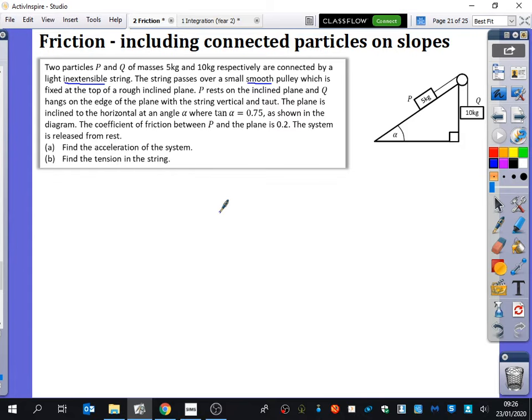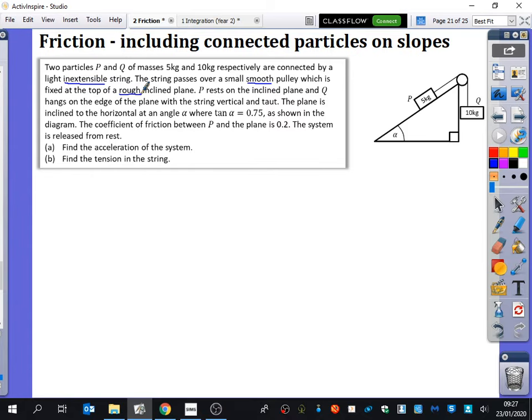Anyway, it's a rough plane. P rests on the inclined plane, and Q hangs on the edge of the plane with the string vertical and taut, basically as we see in the diagram. It hasn't said that Q is touching the plane. If Q was touching this wedge side here, there'd be some friction and normal reaction, but we never really do questions that look like that. There might be, very rarely, something touching the other side of it, but we're not going to be looking at those kinds of scenarios generally, okay?